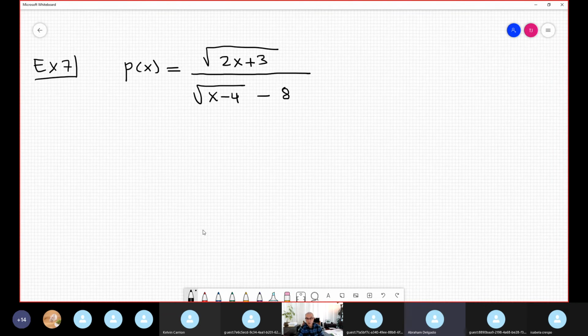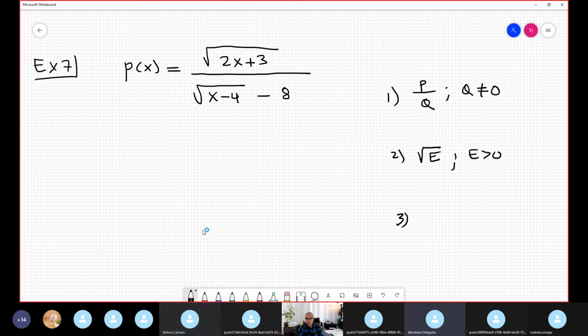I recall that the domain is all real numbers except the restrictions 1, 2, 3. Restriction 1 is P divided by Q, Q not 0. Restriction 2 is radical, the expression under it must be non-negative. Restriction 3 is the radical in the denominator.